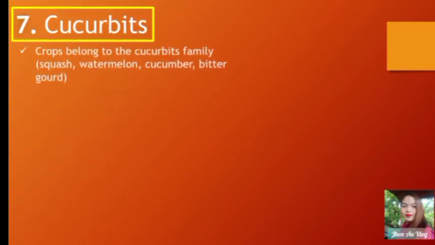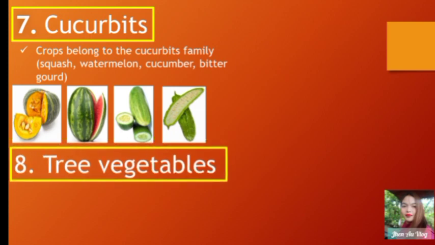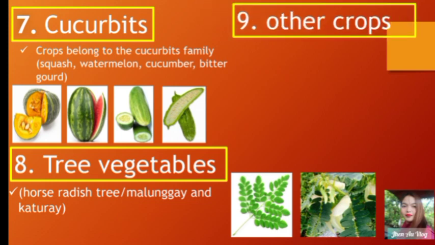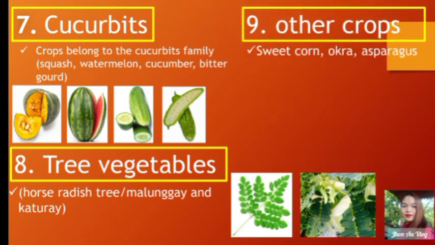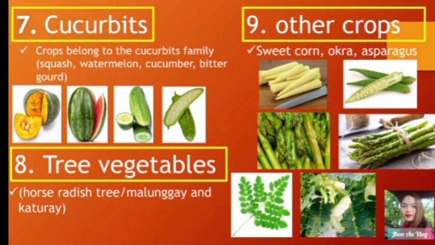Seventh are cucurbits. So these crops belong to the cucurbits family, like squash, watermelon, cucumber, and bitter gourd or the ampalaya, which are also vines, so according to their growth habits. Eighth are tree vegetables, like horseradish tree or the malunggay or the moringa and the katuray. The ninth are other crops, which are used and known for their horticulture uses, like sweet corn, the okra, and the asparagus.